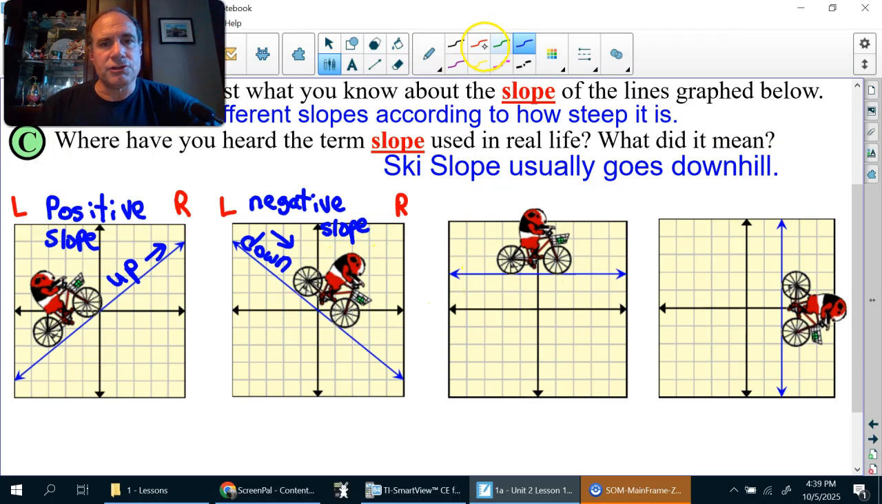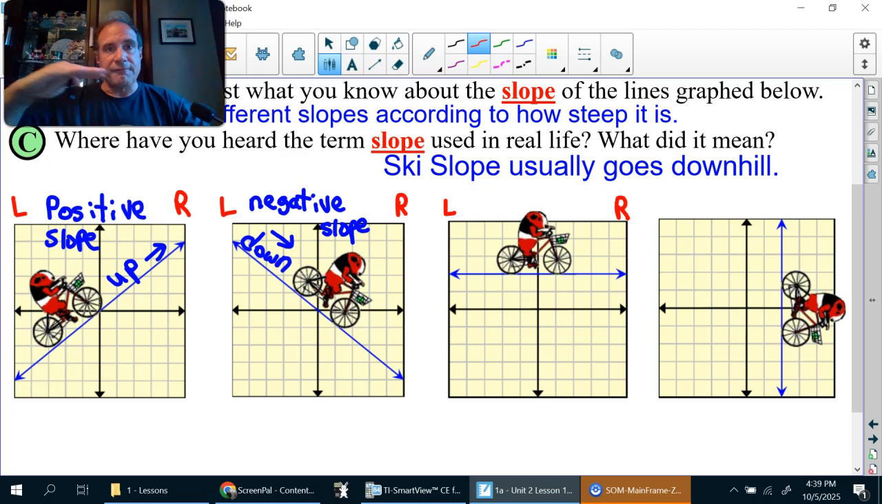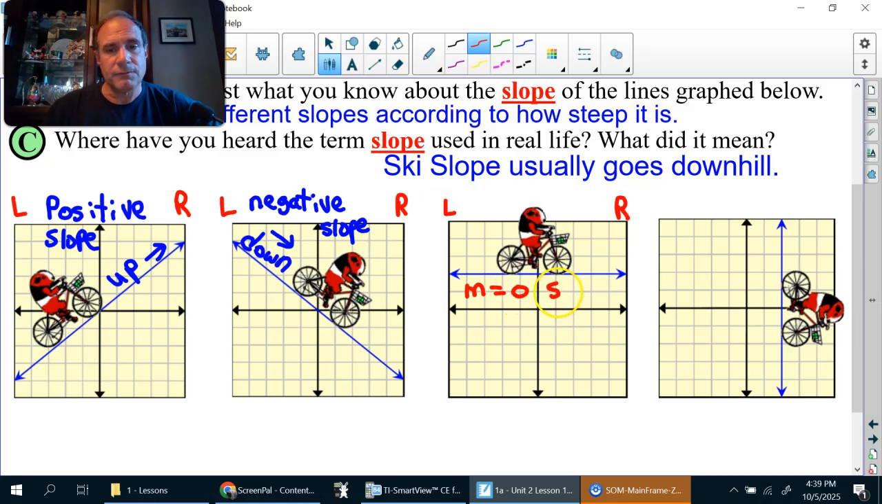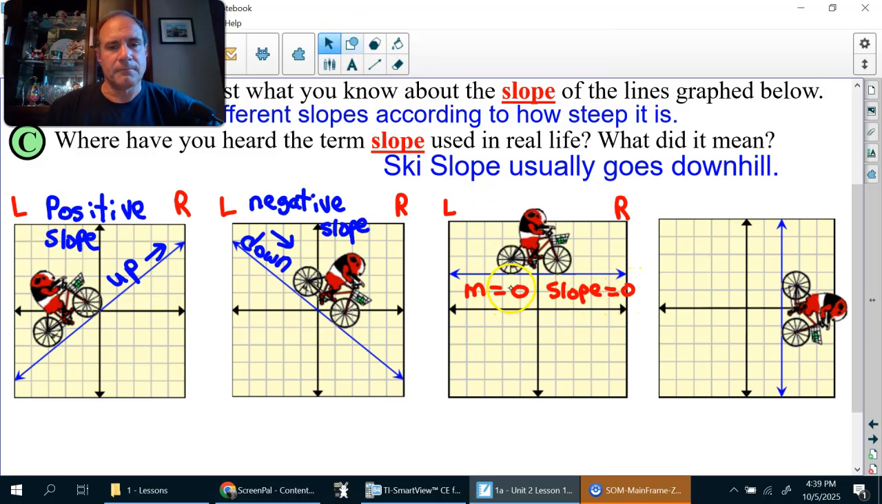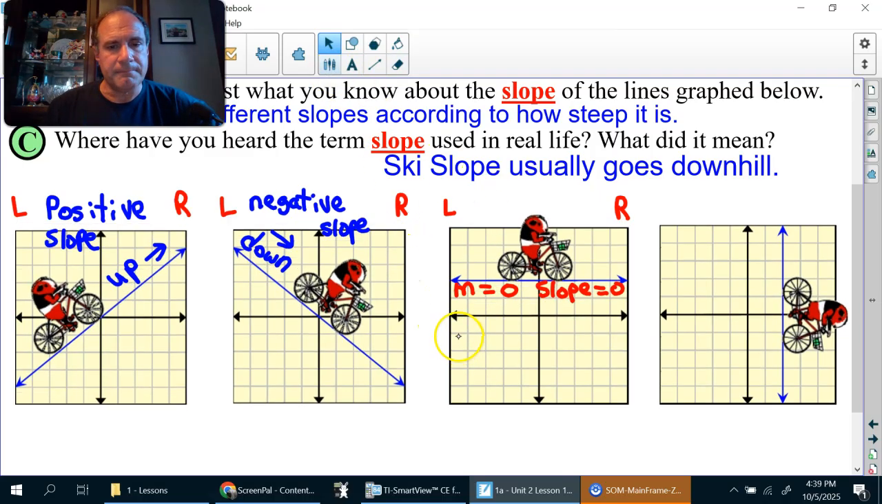Right here, we're going to put, again, the left and right. You notice that this hamster is not going up or down. So that means it is just a flat surface. And when you call it a flat surface, you say that the M, the slope, equals 0. Slope equals 0. And that's the slope of a horizontal line.